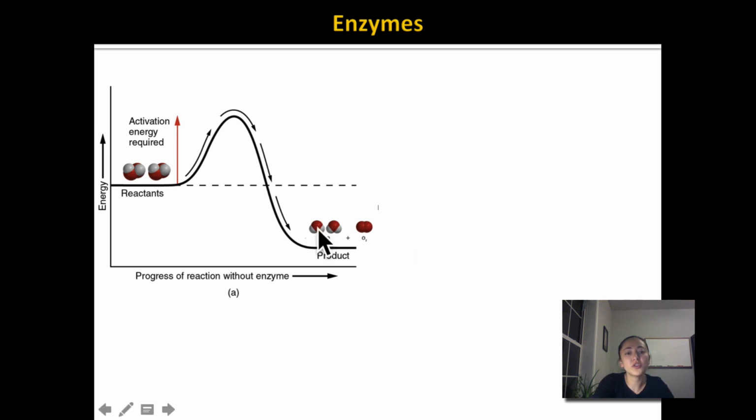And one thing I want to show you here is its effect on what's called the activation energy. So here you can see a graph that shows the progress of a reaction. This is without an enzyme. And it tells you the amount of energy in the reactants. This is what you're starting with. And the amount of energy in the products. However, you can see that there has to be this large input of energy for the reaction to start. And we call this the activation energy. This is the energy required to start a chemical reaction.